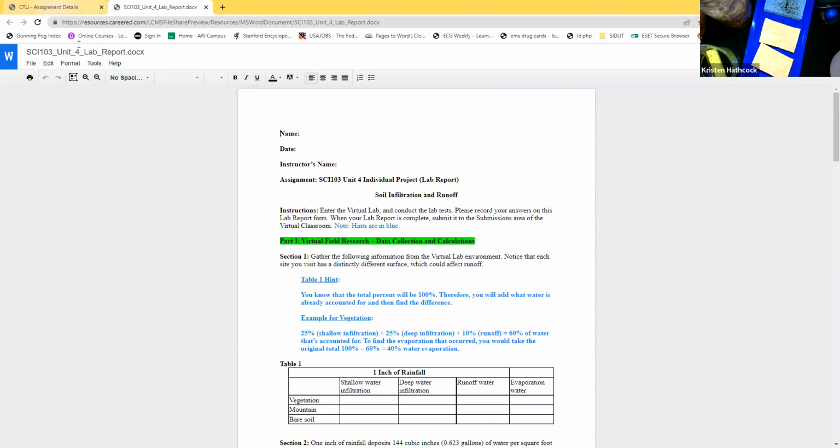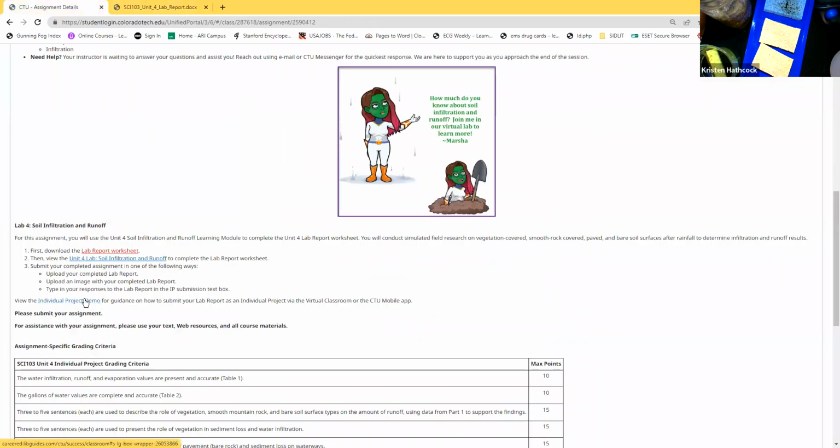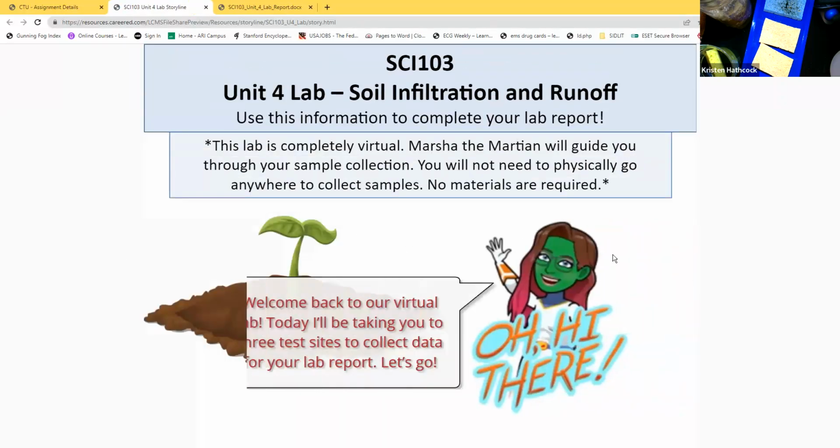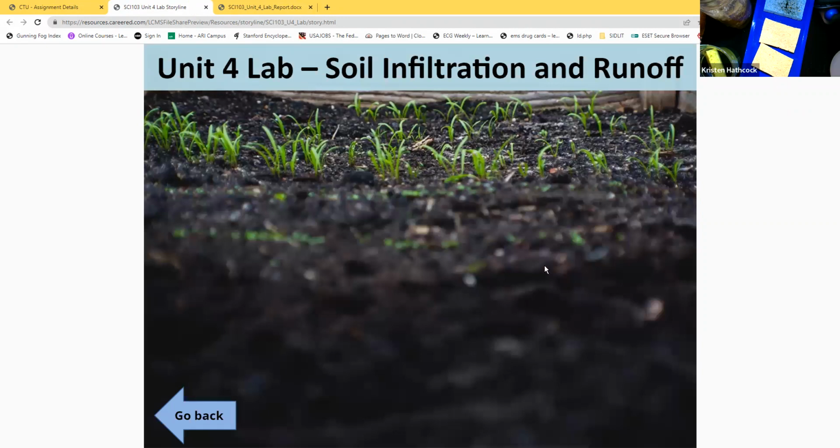So if we jump into the individual project, click on that. So here is the lab, and we're going to go ahead and read through. You do not have to actually leave to go collect soil samples anywhere. Everything is virtual. So this is basically our soil infiltration and runoff.